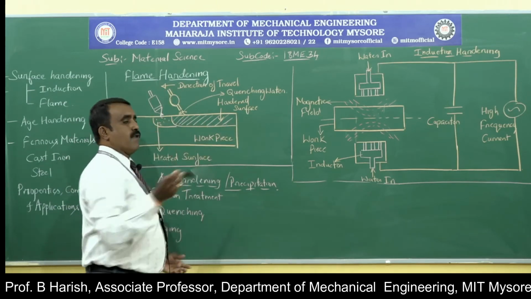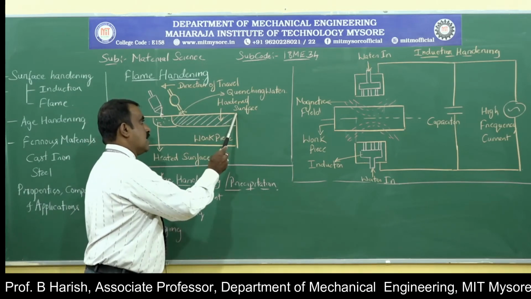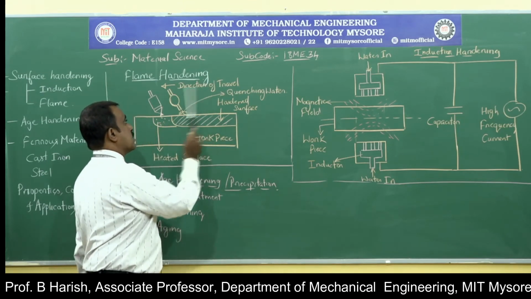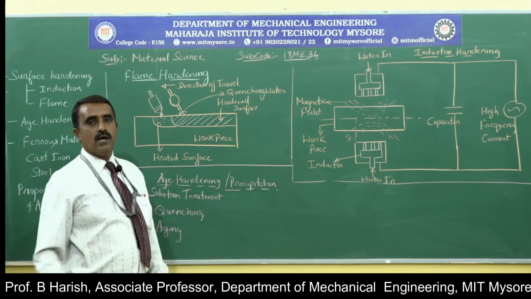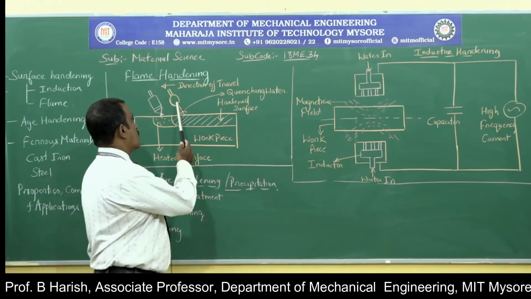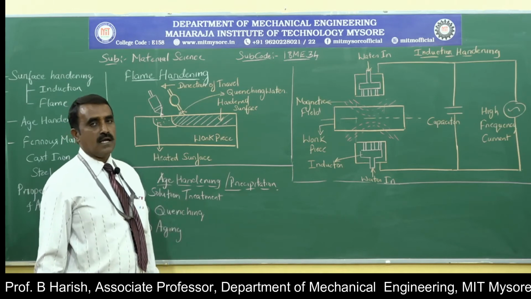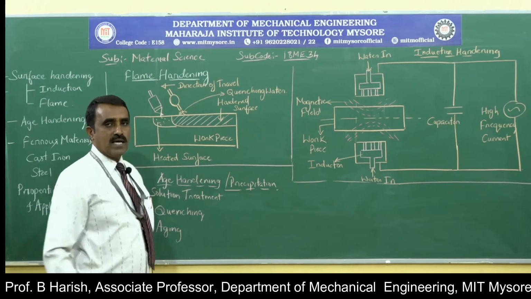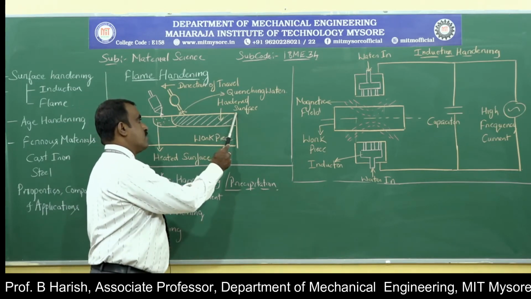So here a flame is generated. Using that flame, we start heating the workpiece from this end. This is called the direction of travel. Both the water tube and the flame holder, through which the gas flame is generated, will be traveling in the same direction. The workpiece is fixed on the vise, and then heating is started from this end.